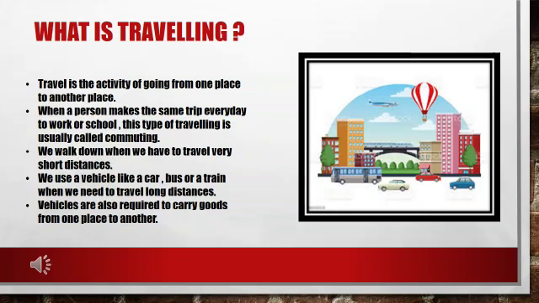When a person makes the same trip every day to work or school, this type of traveling is usually called commuting. We walk when we have to travel very short distances. We use our vehicles like a car, bus, or a train when we need to travel long distances. Vehicles are also required to carry goods from one place to another. The choice of the vehicle to be used depends on the distance. It also depends on its availability and fare.